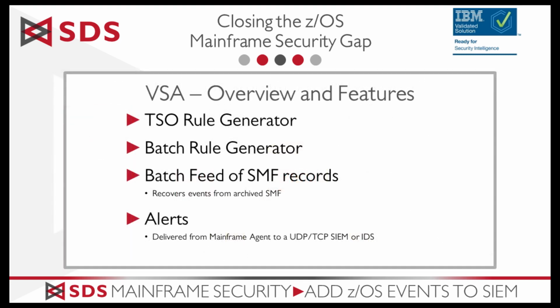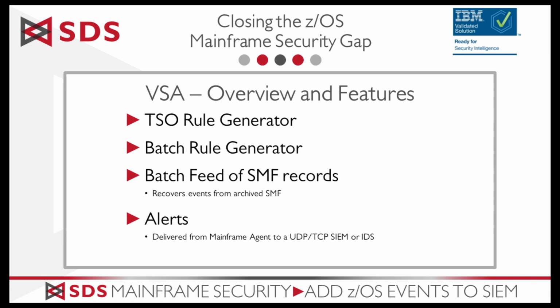Okay, short overview of VSA, some of the features. We have a TSO rule generator. I'll be showing you that in the live demo. So that's how you can add filters, message IDs, and user IDs to the product to monitor. Then for those customers that have maybe a large amount of rules that they want to add to the product, you can use the batch rule generator. So that's a batch job that implements these rules into these VSAM files.